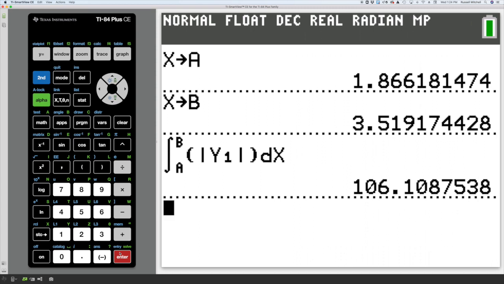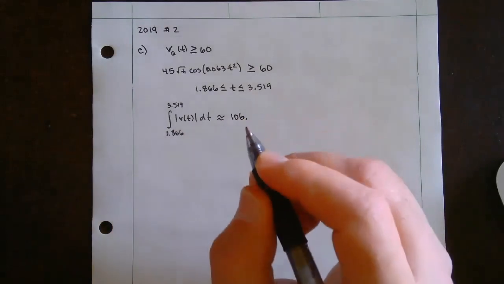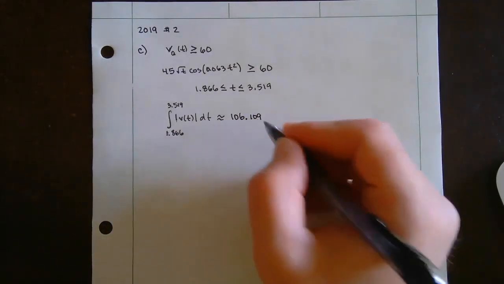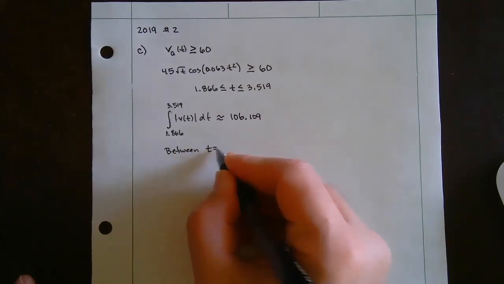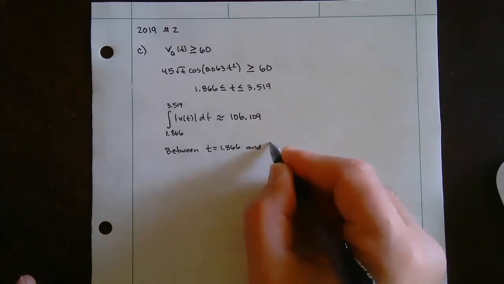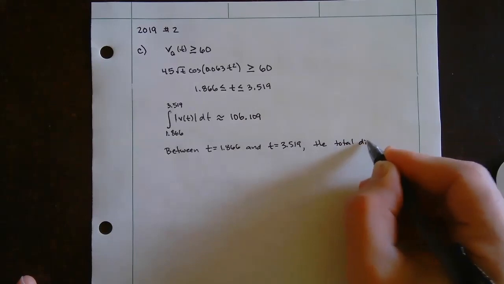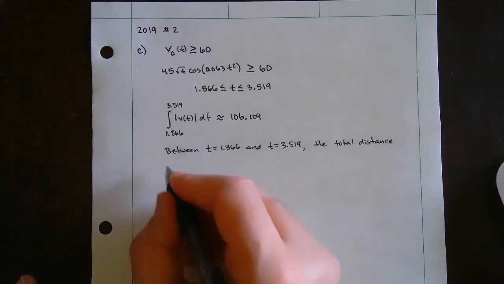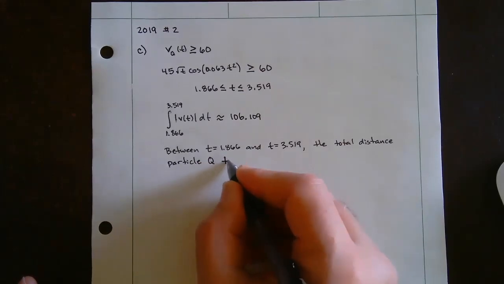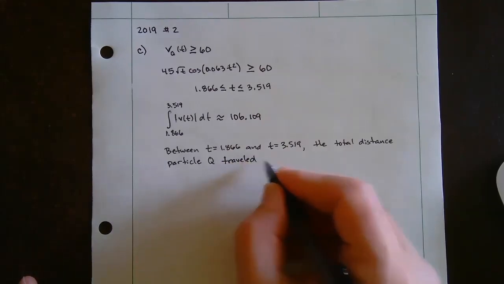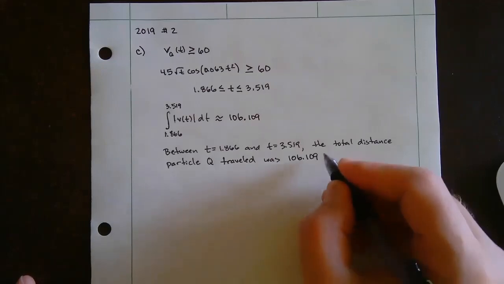Which is 106.109 meters. So we'll go back to our paper and we'll record this. From our calculator we got 106.109. So between t equals 1.866 and t equals 3.519, the total distance particle Q traveled was 106.109, and I believe it's meters.